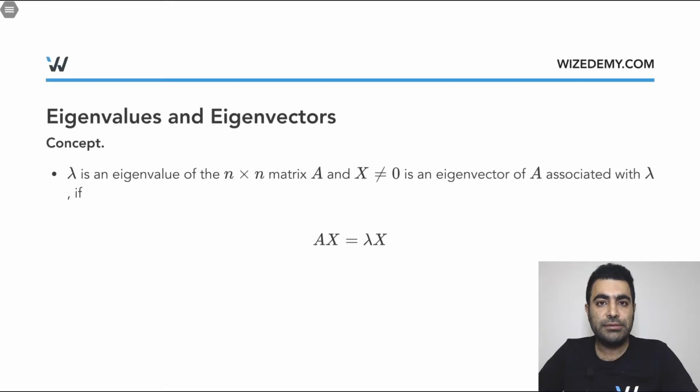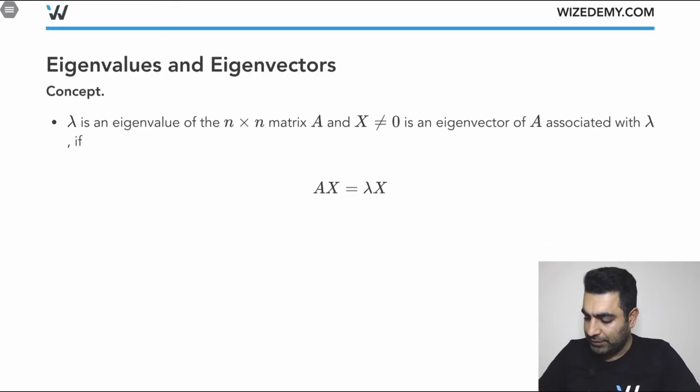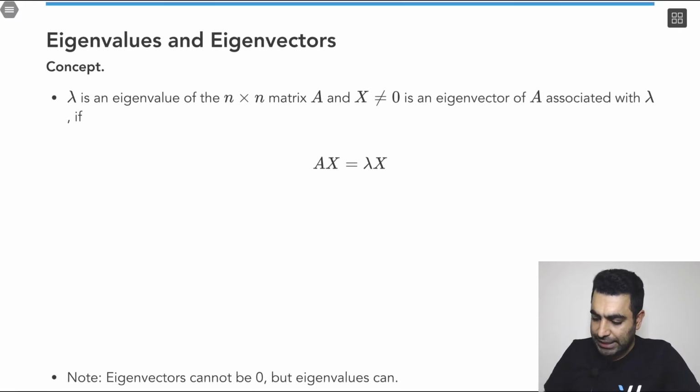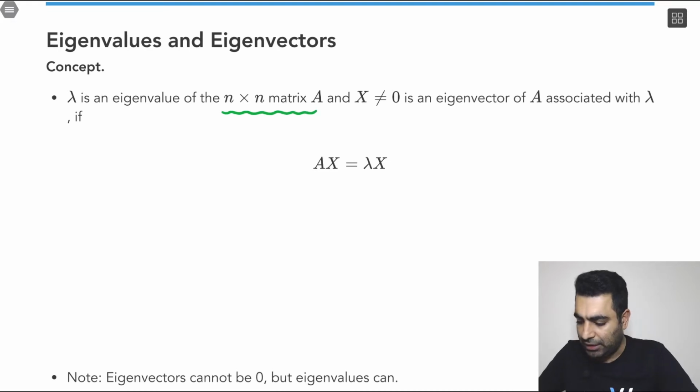Spectral theory talks about eigenvalues and eigenvectors of a matrix. But let's first see how we define eigenvalues and eigenvectors of a matrix. Imagine we're talking about matrix A, which is an n by n matrix. So we have n rows and n columns.